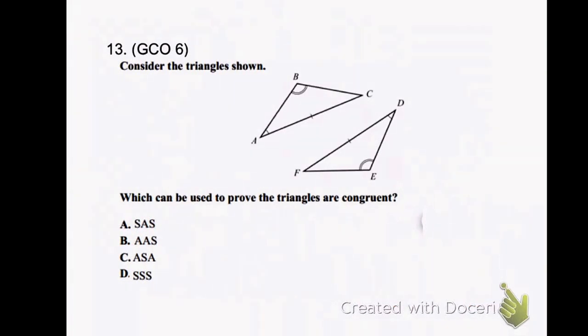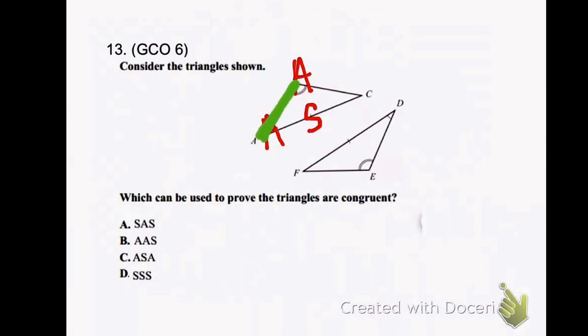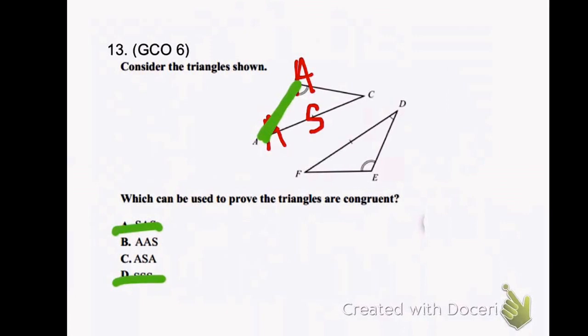Number 13. It says, consider the triangles shown, which can be proved that the triangles are congruent. You have to label the marks. If I look at the marks at the letter B, that's inside the triangle, so that is an angle mark. If I look at the mark at the letter A, that's inside the triangle, so it's an angle mark. If I look at the slash mark between the letters A and C, that is not inside the triangle, so it is a side. Now, notice that the side that's between angles A and B is here. That's not where our S is. So I know my answers cannot be A or D. I've got to use one with 2 letters. So which is the correct answer?